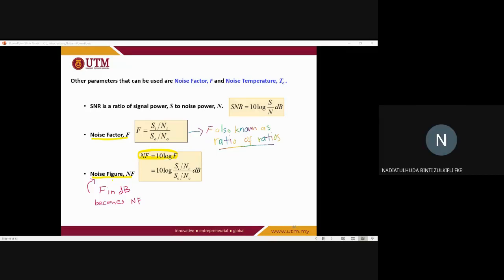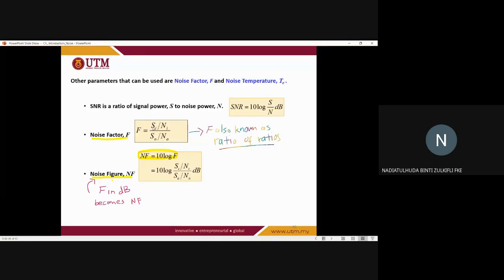Large SNR, because it means the gap between signal and noise is higher, so it's easier to differentiate our noise. Noise factor is when we divide SNR in by SNR out. SNR input divided by SNR out. It's also known as ratio of ratios because it's the ratio of SNR in and SNR out that are also ratios.